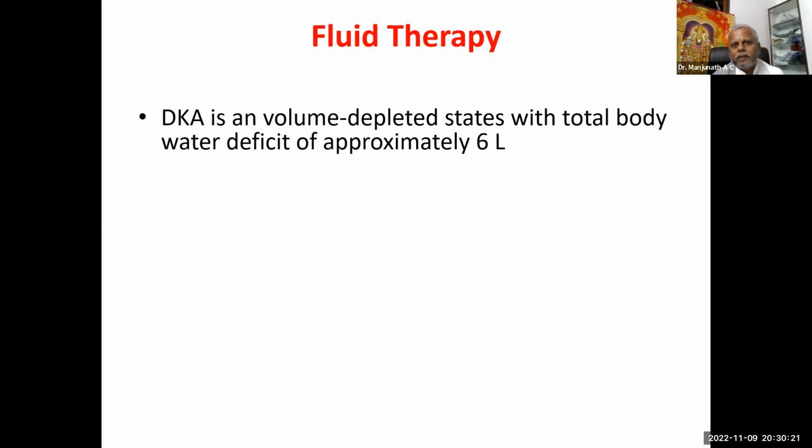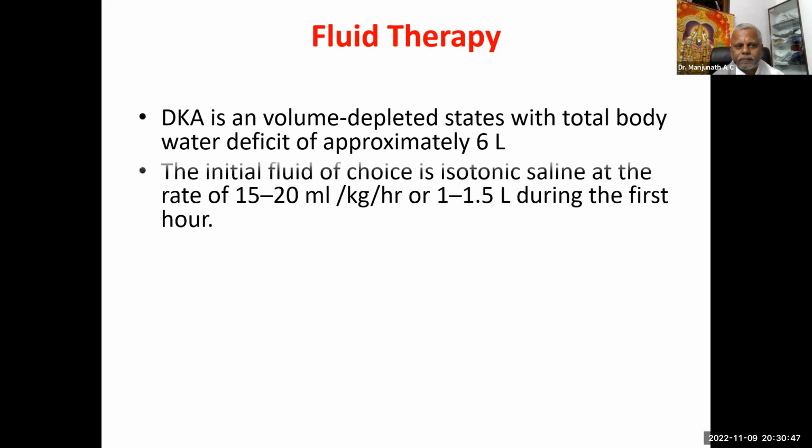The fluid therapy forms the main role. Diabetic ketoacidosis is a volume depleted state. As there is an increase in glucose in the blood, this also causes osmotic diuresis, and there is a total body water loss. That will be approximately around 6 liters in case of a severe diabetic ketoacidosis. The initial fluid of choice is isotonic saline at 15 to 20 ml per kg per hour, or 1 to 1.5 liter during the first hour.